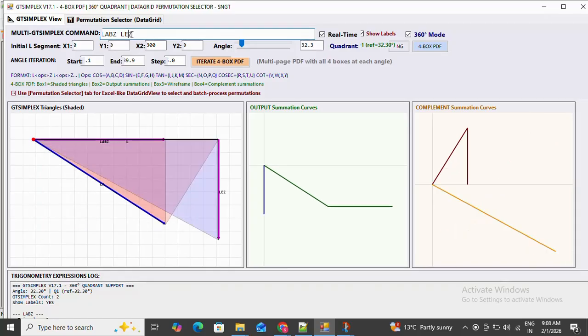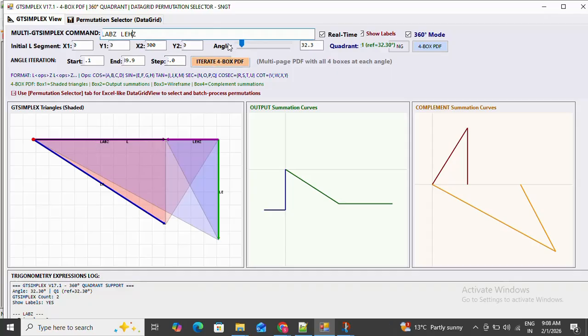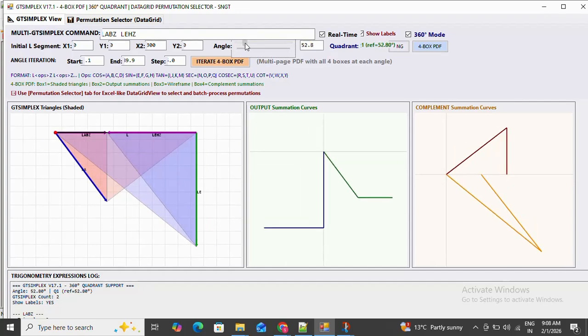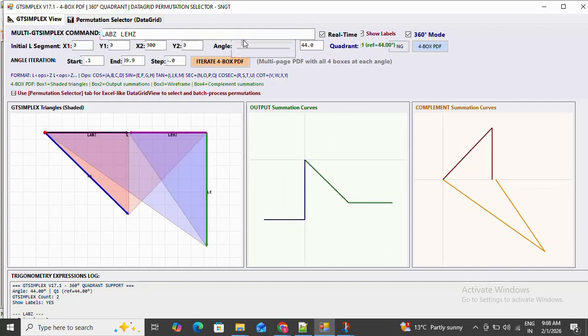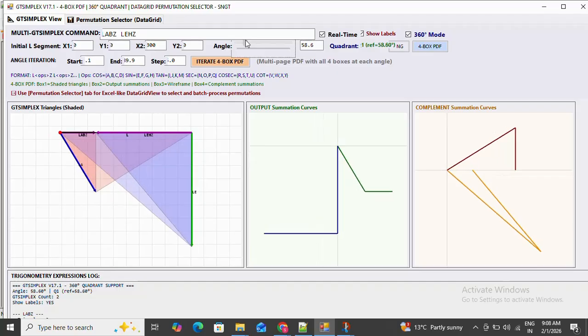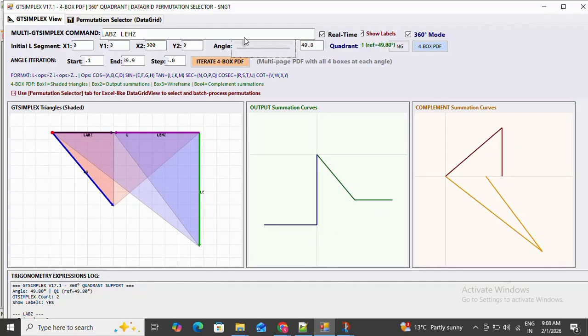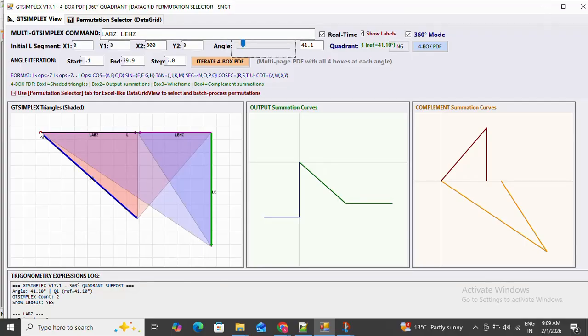In the same way, EE or EH, we can see that LEH is generating the line segment, which is exactly overlapping on the L and which is end to end fit with the LABZ, and for every value of theta we want to check whether this process is working or not. Here we can see that LABZ and LEHZ are exactly overlapping on L. Here the L line segment is there, and LAB and LEH are exactly overlapping with each other.